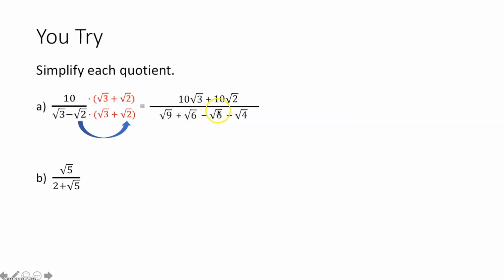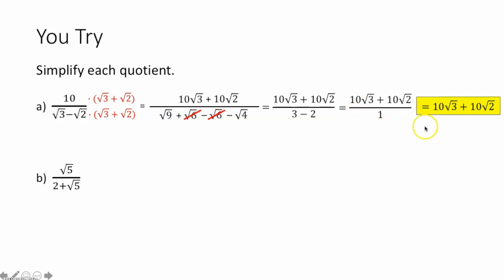Now our like terms in here, they have the same radical but opposite coefficients. So they're going to cancel each other out. And the rad 9 and the rad 4, we can simplify to 3 and 2. Now look at that. There's no more radical in the denominator, so all I have to do is just combine the 3 and the negative 2. So 3 minus 2 gives you 1, which you don't even really have to write this over 1. You can just write it as 10 rad 3 plus 10 rad 2. Again, can't combine these because these are not like radicals.